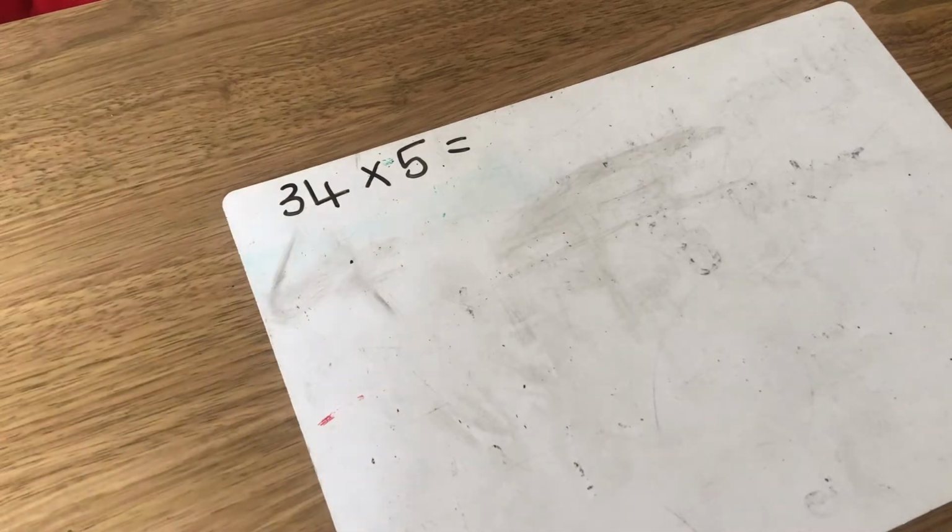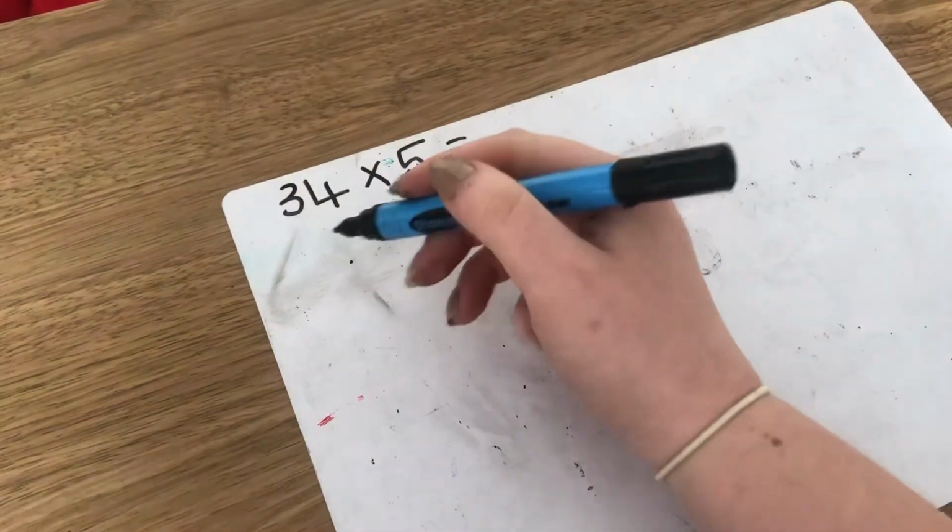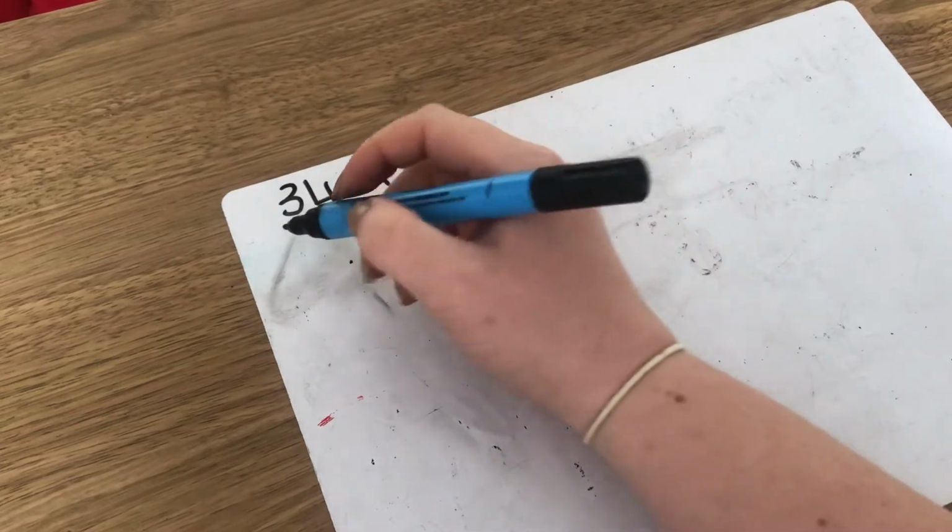Everybody, Miss J here. So today we're going to look at some maths and we're going to do the grid method when multiplying. Okay, so we're going to look at multiplying a 2-digit by a 1-digit number. So the first thing we're going to do is partition our 2-digit number.